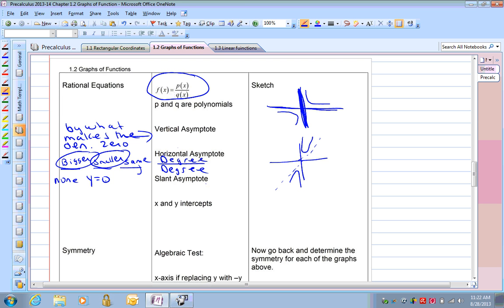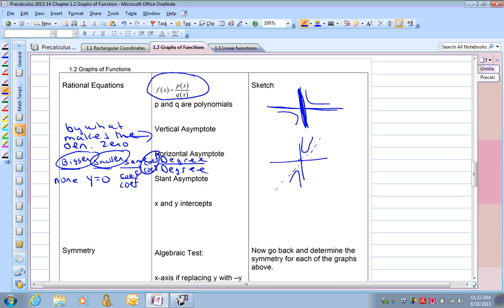If the degree in the top and the bottom are the same, then you're going to go back to the coefficient, that number in front. Whatever that coefficient is, over the denominator coefficient, that will be your horizontal asymptote.